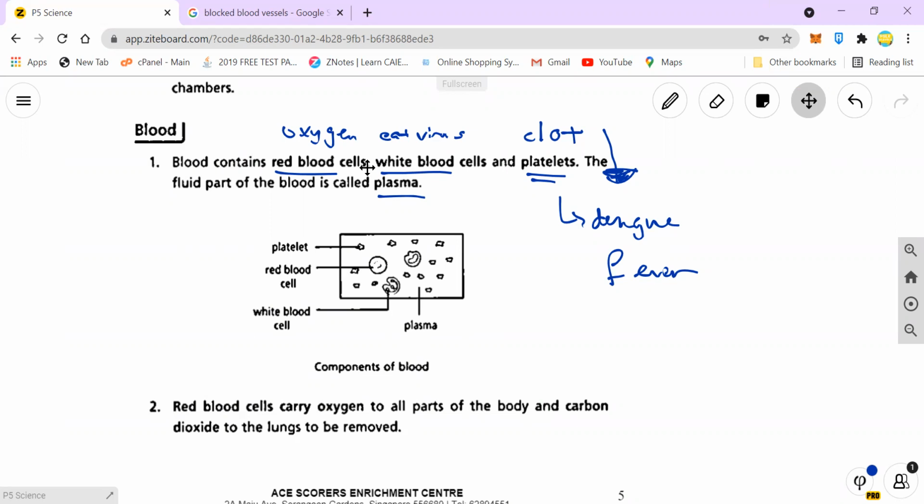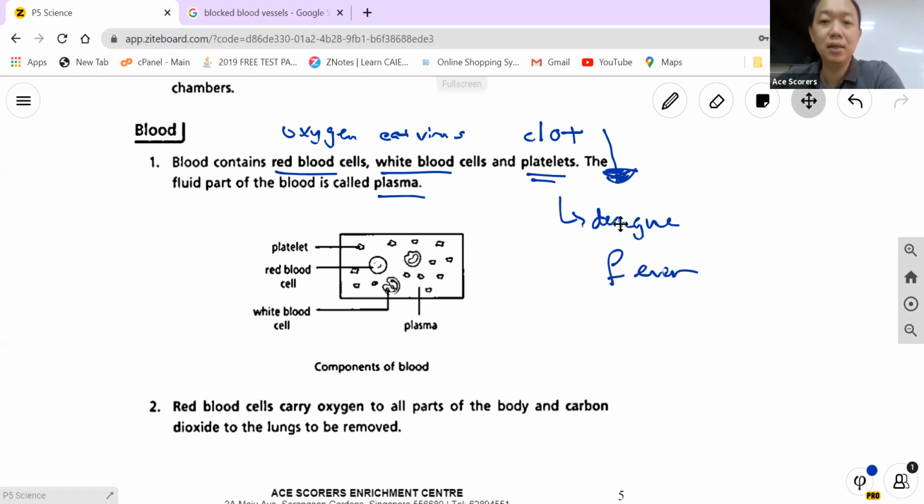Platelets cause the clotting of blood. Right. Now, what exactly is the clotting of blood? What does it mean? When an artery gets clogged. No, wrong. Try again. Injury. Very good. Let's say I got a cut somewhere. Your platelets will go over there, form a protective layer, and prevent more blood from coming out.